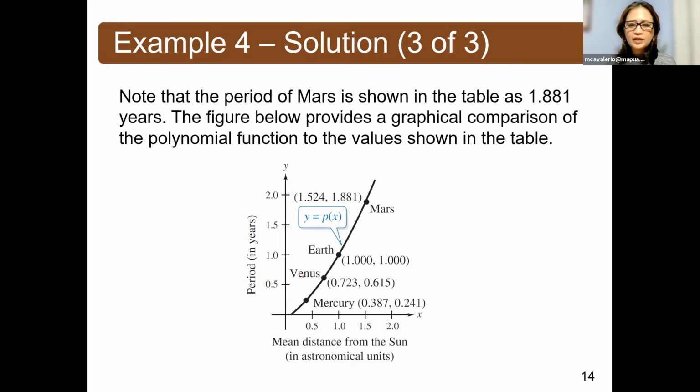We can actually find the graph and we see the following. We have Mercury, which is of course closest to the sun, followed by Venus, then Earth, and then Mars. Note that the period of Mars is shown in the table as 1.881 years. The figure below provides a graphical comparison of the polynomial function to the values shown in the table. So we are trying to compare the result of the model with the actual values.